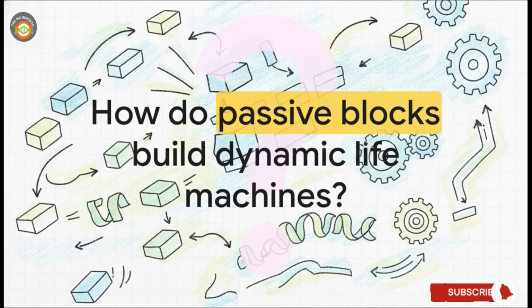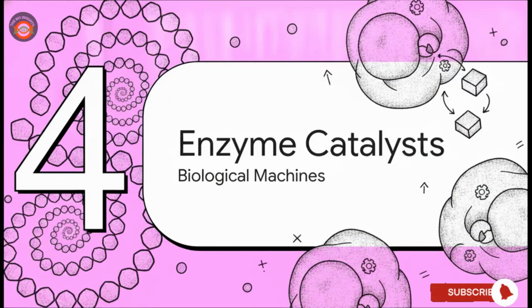So what does this all mean? Here's a really fascinating pivot point. Amino acids by themselves are just passive chemical blocks. So how on earth do they combine to build dynamic machines that can process these metabolic pathways fast enough to actually sustain life? Section 4. Enzymes, the biological catalysts. Well, the answer to that question is enzymes.